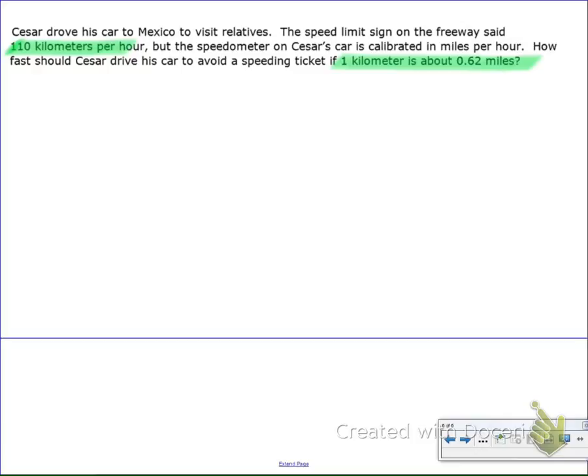Now, some of you could be thinking, oh, this is an easy multiplication problem, but I want to show you the way they want us to look at this. We're going to look at it in a table where I have my kilometers on this side, and I have my miles over on this side. I know that 1 kilometer is 0.62 miles.